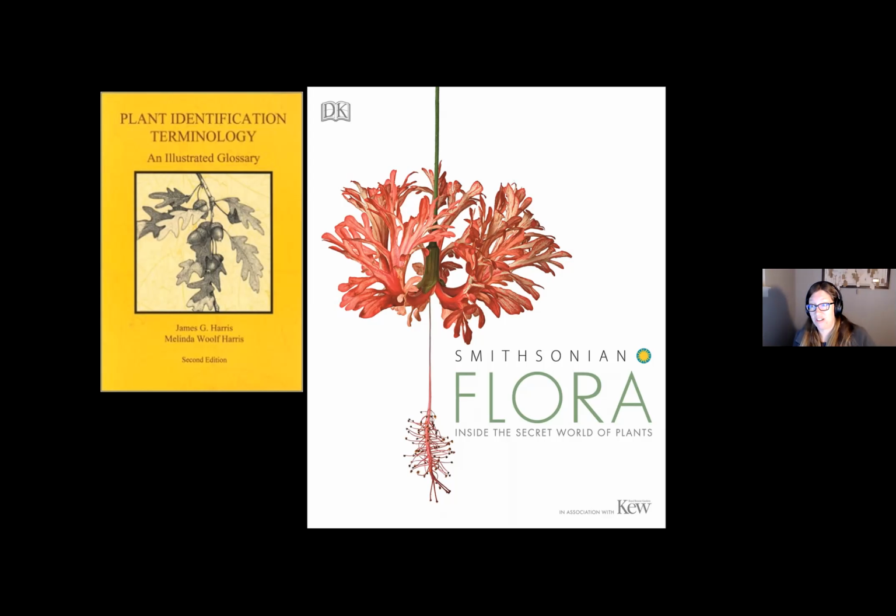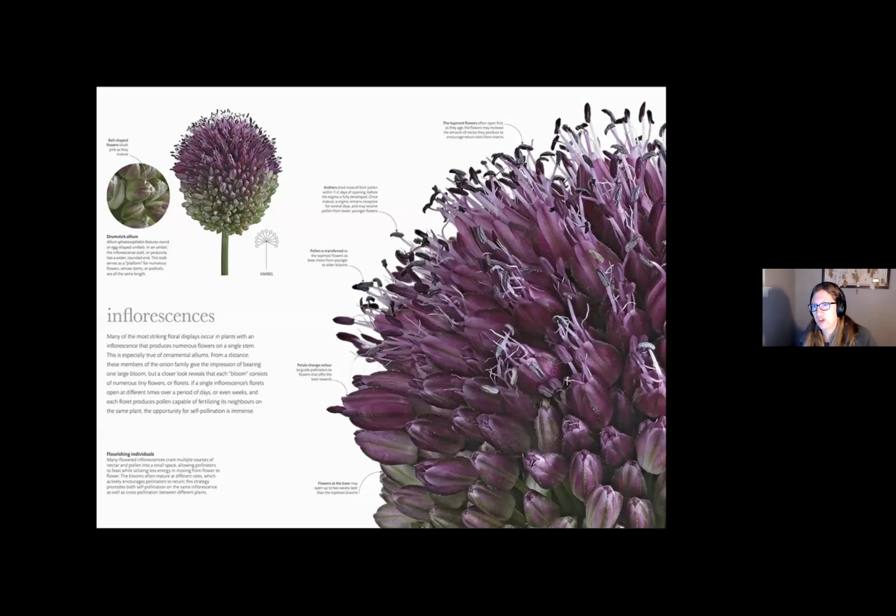It's a great reference. I still make my students get this book. However, if you want a book that can double as a coffee table book with beautiful photos, I really suggest the Smithsonian publication, Flora: Inside the Secret World of Plants. It also has a lot of the terminology, but its pictures are gorgeous. This is just an example. It's talking about the inflorescence and showing you an example of an umbel right here.